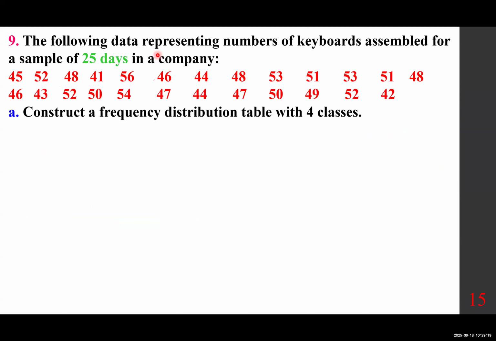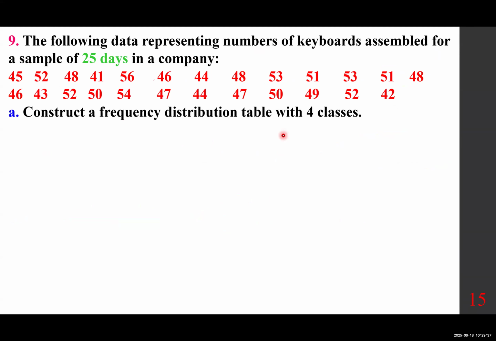The following data represents number of keyboards assembled for a sample of 25 days in a company. That's a sample. Construct a frequency distribution table with 4 classes. Well, what is the process of finding that?